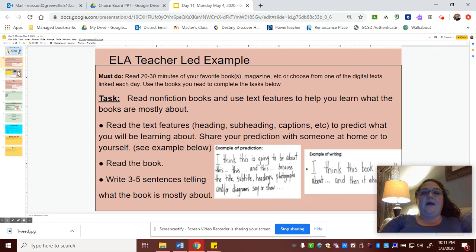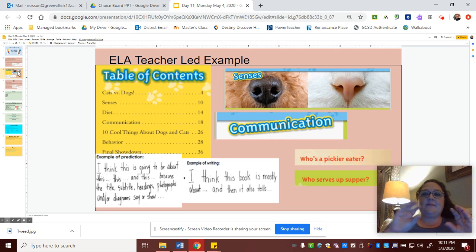And then, so I have a little slide that has some snippets of a nonfiction story. So I would look at the table of contents and I would read, the first one says cats versus dogs. Then it says senses and diet and communication, behavior. Then I would look at some of the headings, and some of the headings are senses and then communication. Some of the subheadings are who's a pickier eater or who serves up supper.